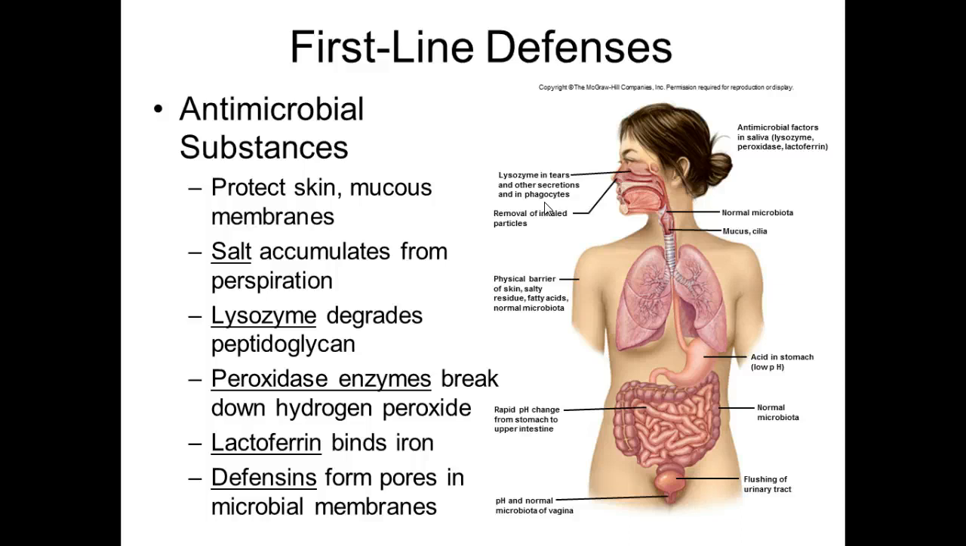And then we have defensins. These are protein molecules that can literally pierce the membranes of microbes and help lyse them. Notice on our skin we have normal microbiota. We'll talk about those guys in a moment.